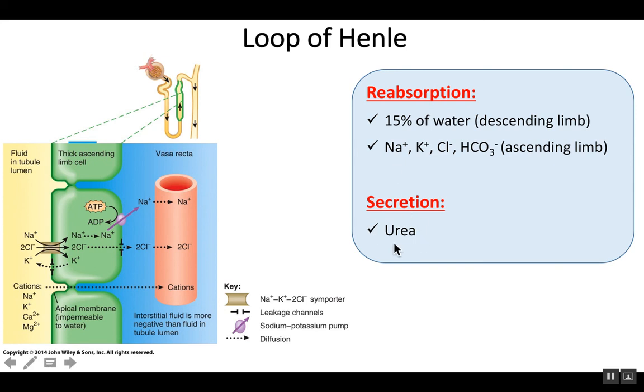There's a little bit of secretion that occurs. It secretes some urea. So again, urea is a metabolic waste. If it's in here, we can secrete it into the lumen so we can get rid of it. Remember, anything left in the lumen is going to be going out in urine.